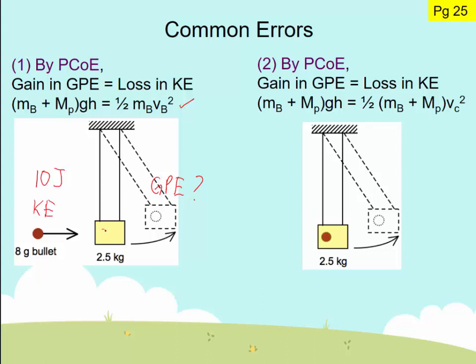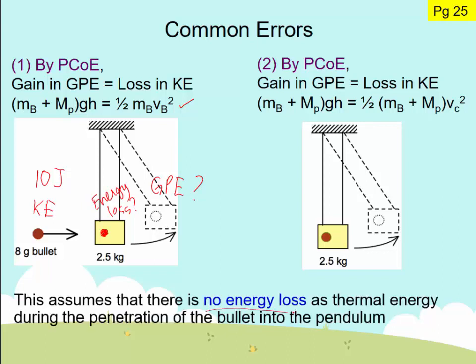Remember, the bullet will actually penetrate the pendulum. Do you think there is energy loss here? Is it realistic to assume energy loss equals 0? We cannot assume there's no energy loss, and this equation is definitely not true. Hence, we can only use the KE just after impact and compare it with the final GPE. And we have this equation.